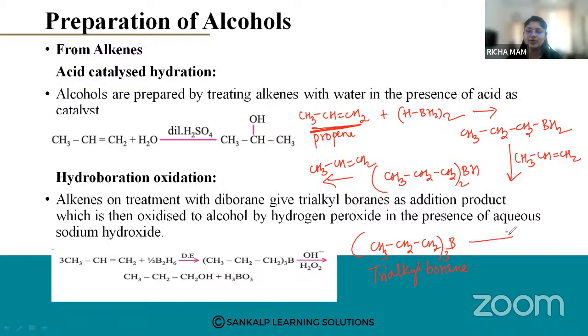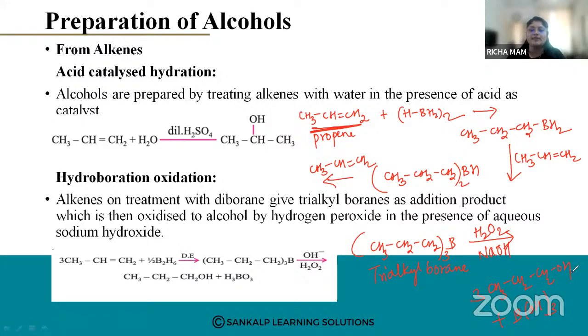Now this trialkyl borane, I am going to do oxidation with H2O2. We take hydrogen peroxide and NaOH. Further, I'll get CH3, CH2, CH2OH, 3 molecules, plus BOH thrice. This is our hydroboration oxidation reaction.